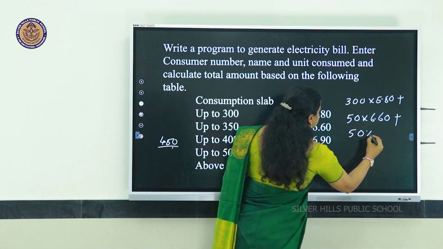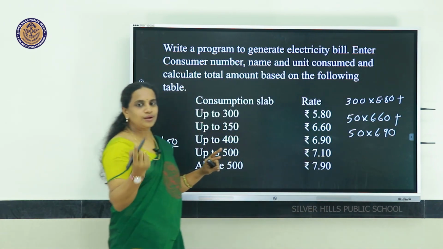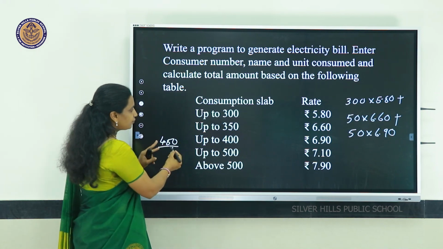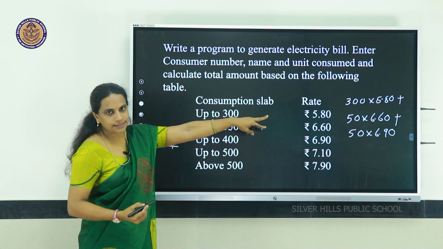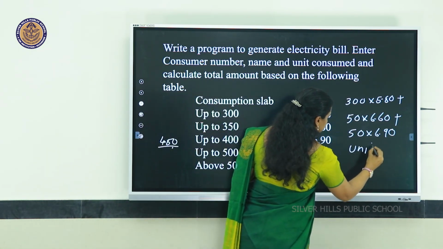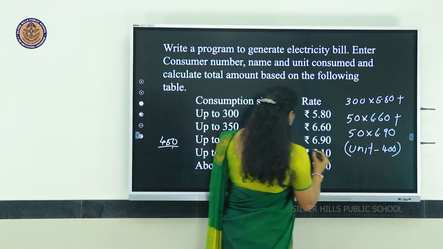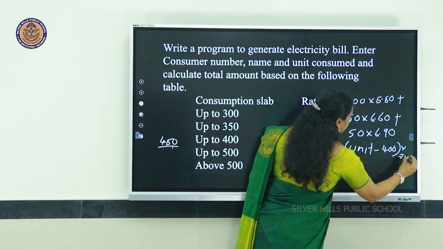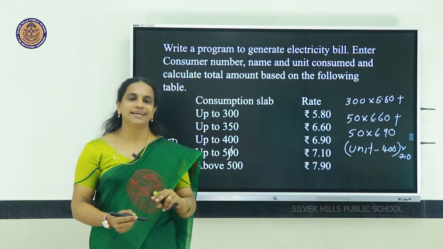50 into 6.90. Now we have to calculate the remaining units. What is the remaining unit? 450 minus 400. Up to 400 units we already calculated. Okay, now that is the unit. Suppose that unit minus 400 into what is the rate? 7.10. That is 7.10. This you have to add up. Then you will be getting the electricity bill.